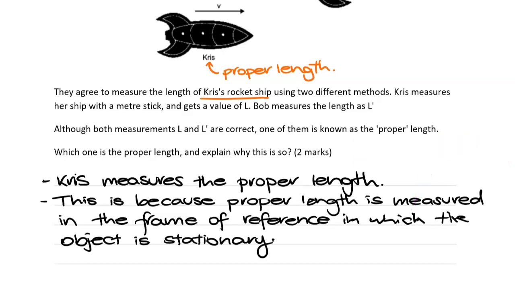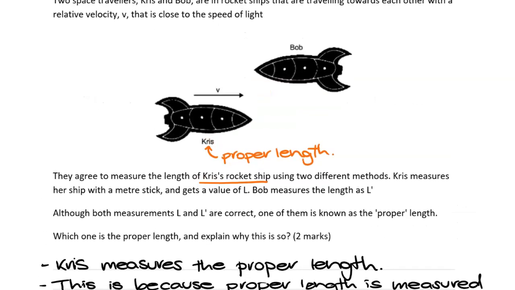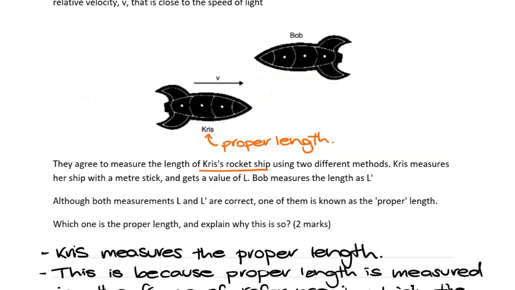So the examiner's notes say that most students were able to identify Chris's measurement as the proper length. So about 73% of people were at least able to get 1 mark or more. But there were many students who weren't able to determine that. So it is really important on your note sheet that you have a definition of proper length and perhaps an example diagram like this.